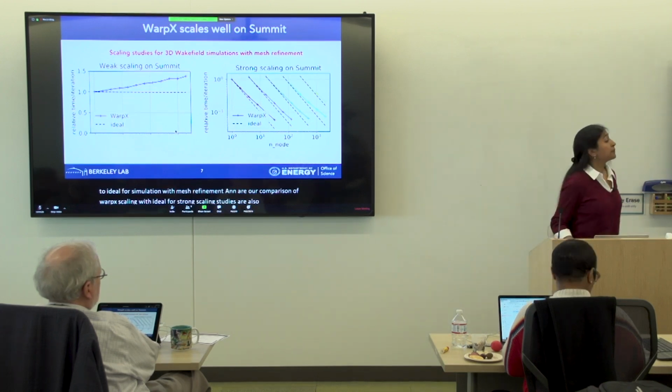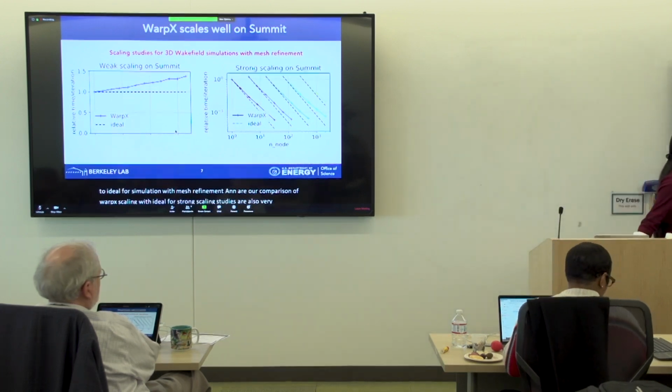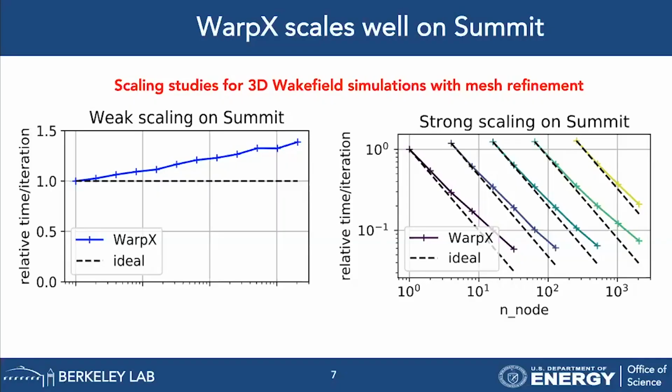Are the bottom axes the same in both graphs? I beg your pardon? There are no bottom labels on it. Oh, sorry. Yes. On both graphs, the x-axis is the number of nodes. Thank you for the question.